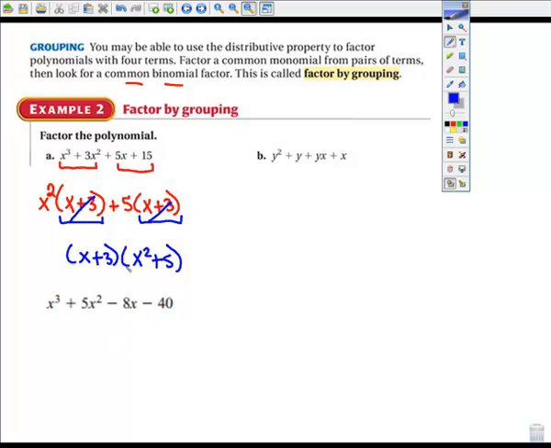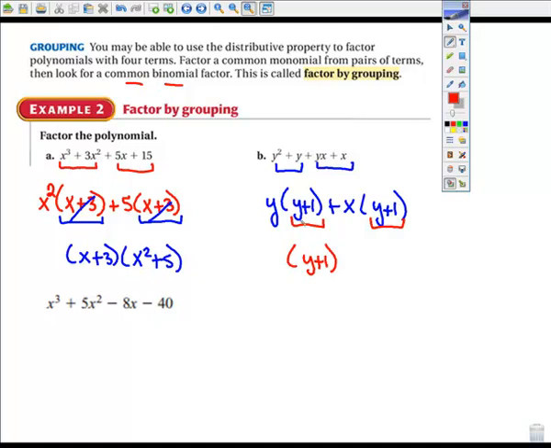So it takes more steps. I'll do the same thing here. For the first two, I have a y, and I end up with y plus 1. And in the second two, they have an x in common. And when I factor out the x, I'm left with a y plus 1. Now these each have a binomial common factor of y plus 1. When I factor it out here, I get a y. When I factor it out in the other one, I get an x. So y plus 1 times y plus x, or you could have y plus 1 times x plus y. It doesn't matter.